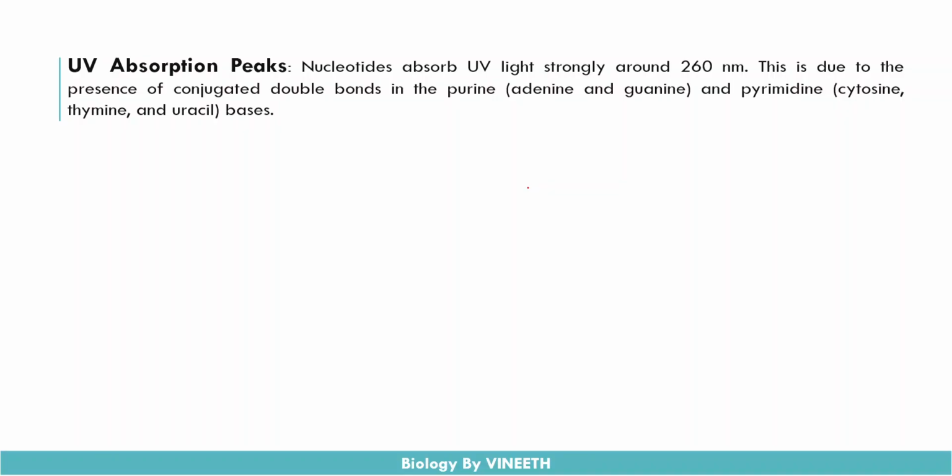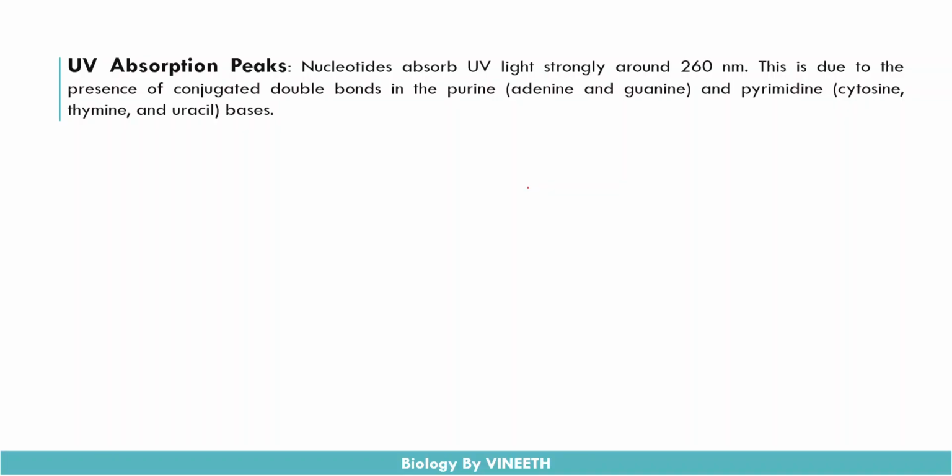Okay, and one major property of these nucleotides is to absorb the UV light. Okay, so because these nucleotides have an aromatic ring, the presence of the aromatic ring and the localization of the pi electrons in the aromatic ring helps them to absorb the UV light.